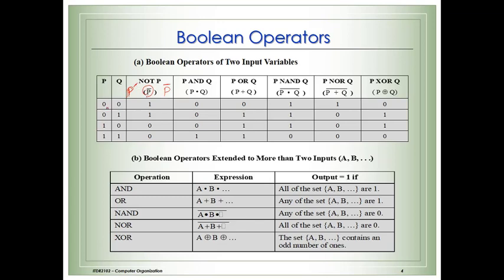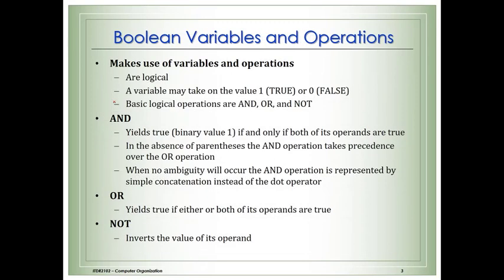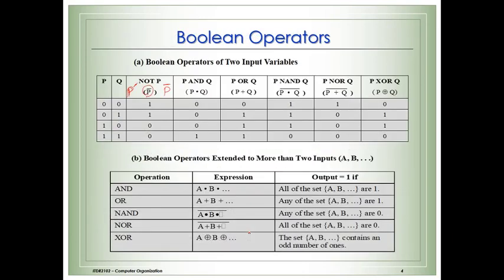The NOT operator inverts the value of the operand. So here the value of the operand was 0, so NOT will convert it to 1. If the value is 0, it will convert to 1. But if the value is 1, it is going to convert it to 0. This is the NOT operator, or inverter, as we call it.